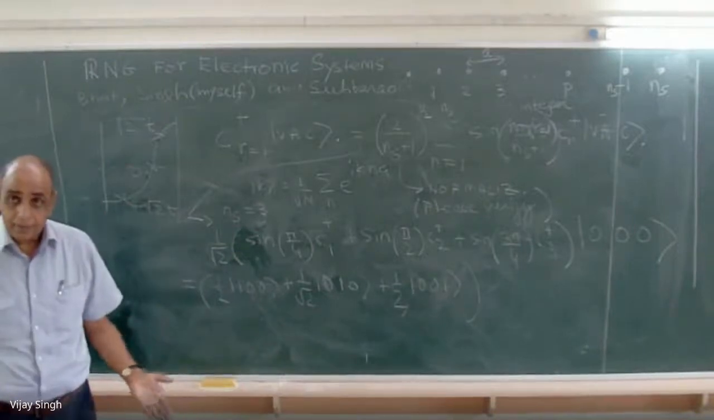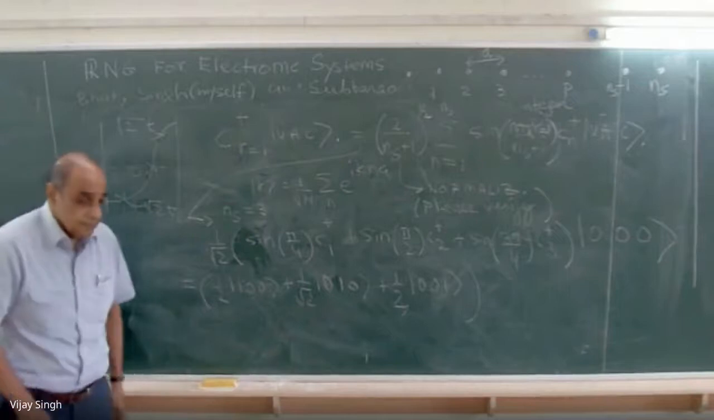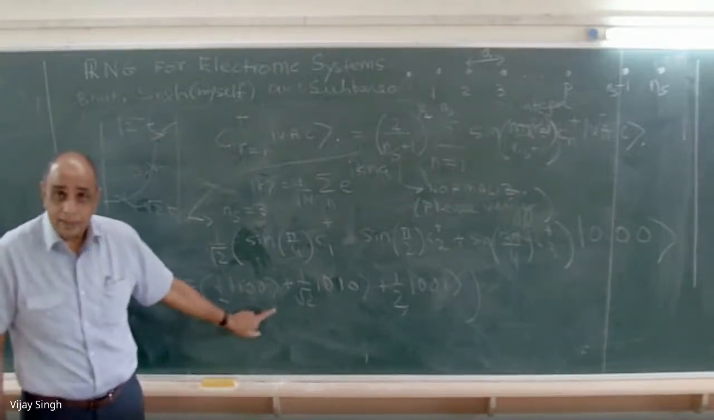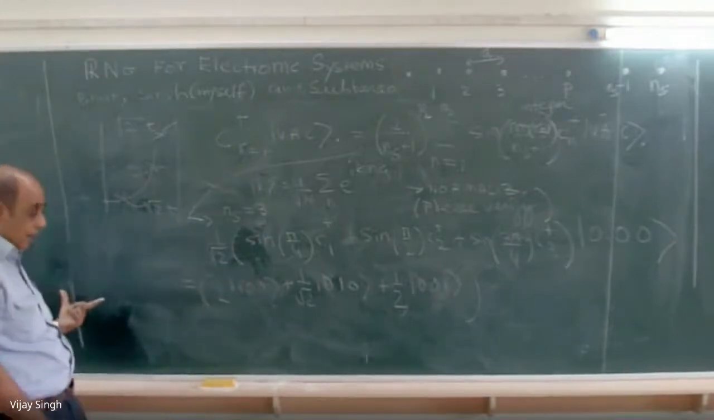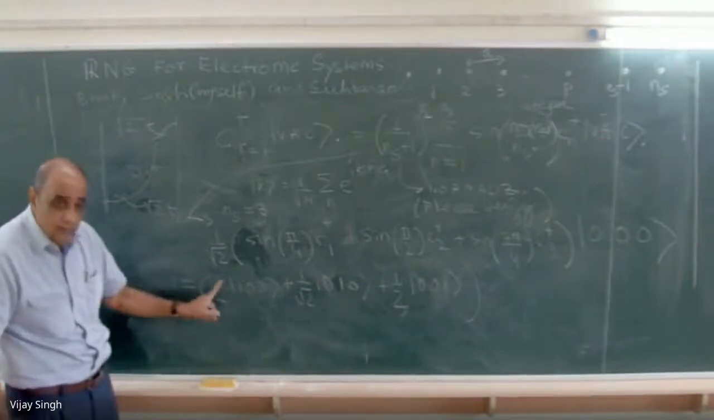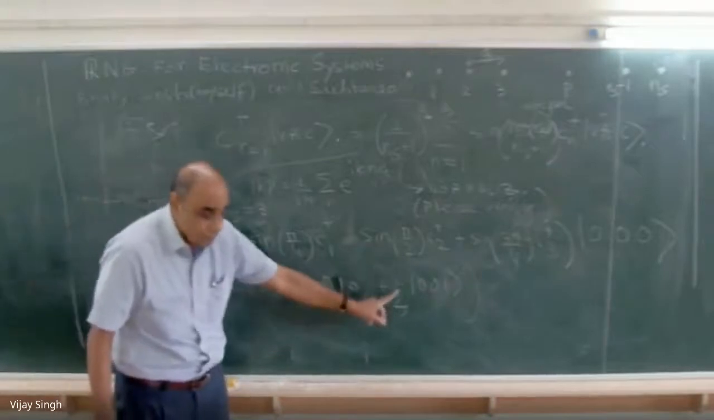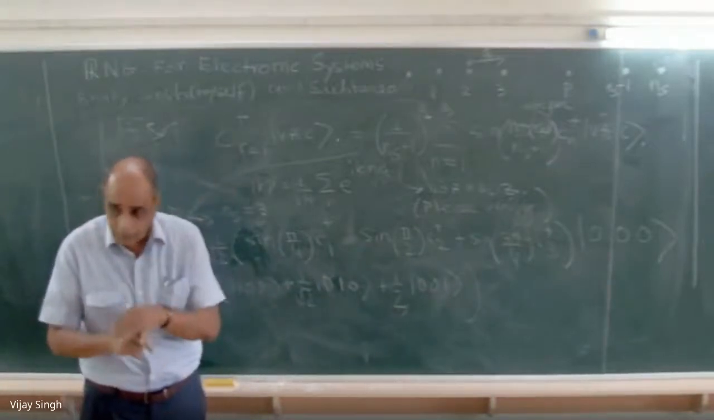So I will make two checks. One is, is it normalized? Is this wave function normalized? So you take a similar one on this side, and when you do the normalization, so 1, 0, 0, 1, 0, 0, it will give you 1 by 4. This will give you 1 by 2 and this will give you 1 by 4. So it is making sense on that count now.